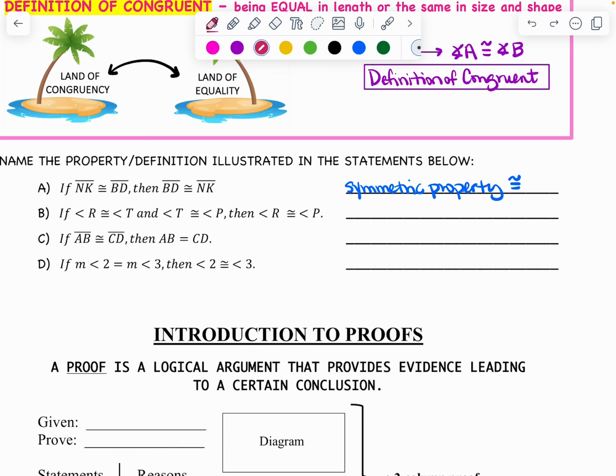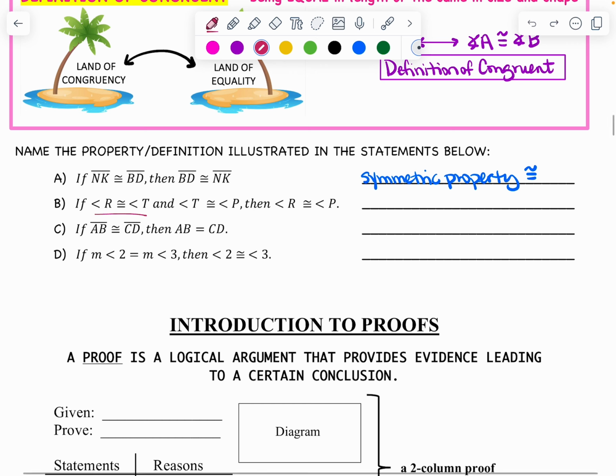Okay? All right, the next one, if angle R is congruent to T and T is congruent to P, then R is congruent to P. So hopefully you are thinking transitive property of congruence. There we go. And you can see that middleman, right? It's just a whole series of congruencies. Congruent, congruent, congruent. Right? There's no plus signs. There's no minus signs. It's just a big, long string of everybody congruent to everybody else.